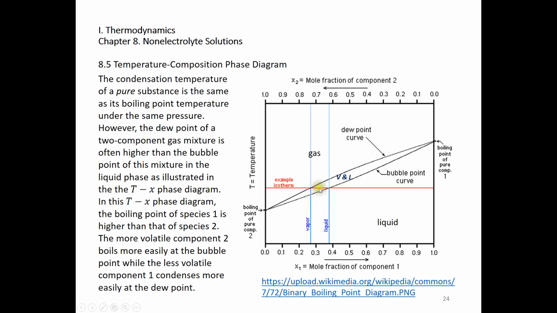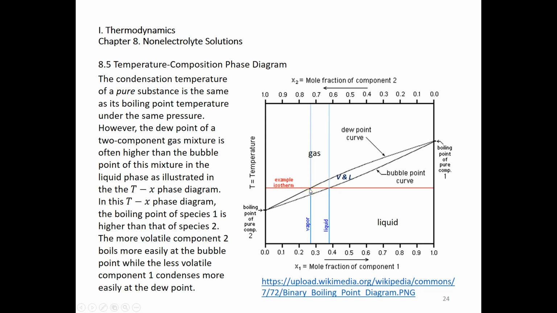In the liquid phase, we actually have a different composition. In the liquid phase, we have 0.38 component 1. We have 0.62 component 2. So what does that mean? That means there is a composition difference between the gas phase and the liquid phase.